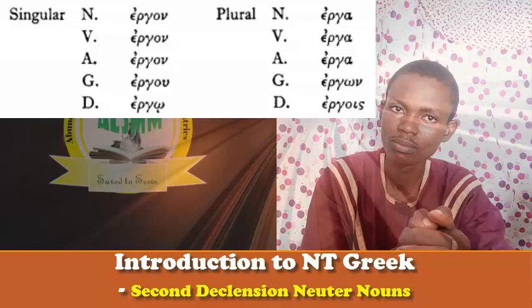Now let's go over to the plural. The plural for ergon, nominative, we have it as erga. Vocative still remains erga. Accusative also is erga. Now for the genitive, we have it as ergon, that is of works. The dative will be what? Ergois.